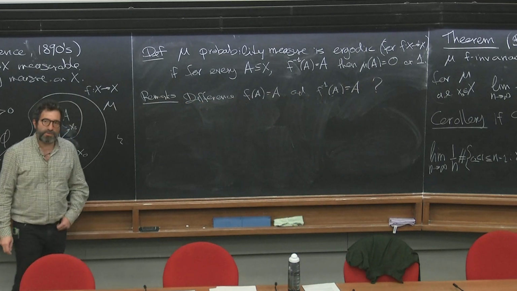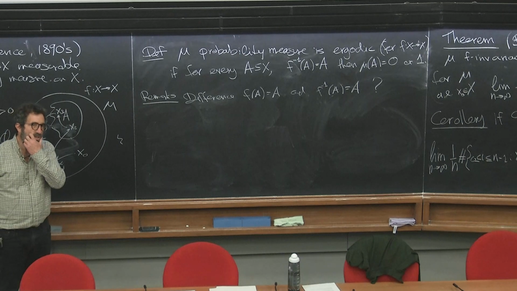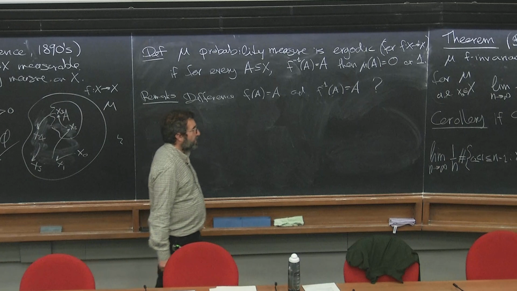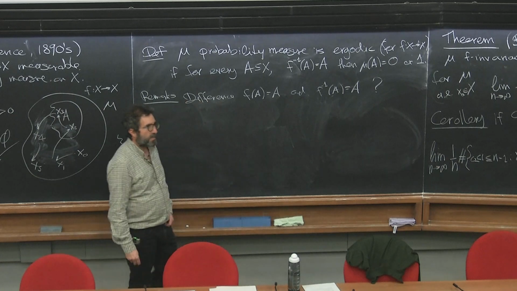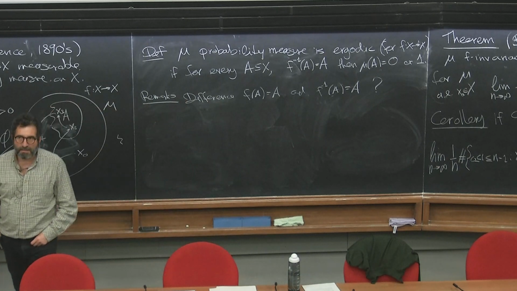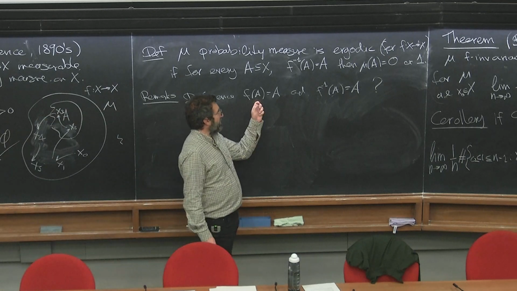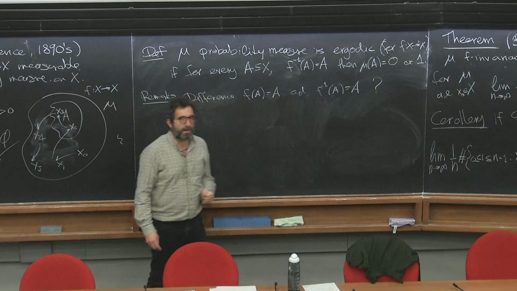Can someone tell me what the difference is between these two? Backward invariant is stronger. It implies forward invariant, but forward invariant cannot imply backward invariant. Exactly. So what's an example in which forward invariant does not imply backward invariance?